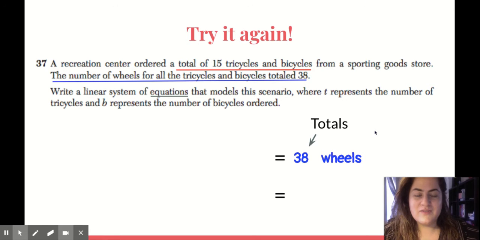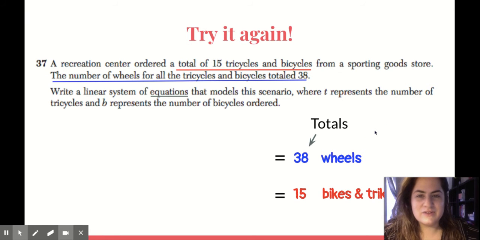If you said 15, you are correct. There's a total of 15 tricycles and bicycles. So let's talk about what letters to use. T is going to be the number of tricycles.